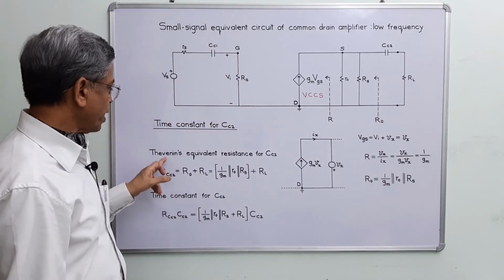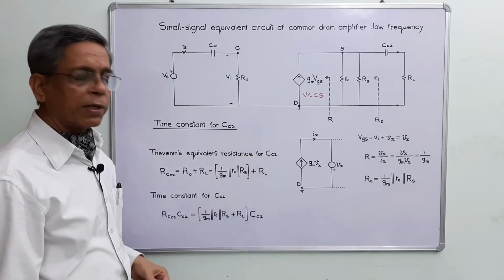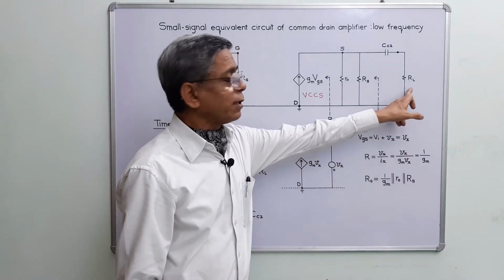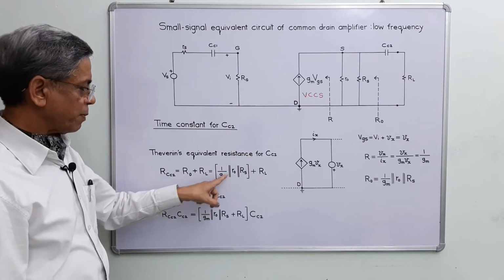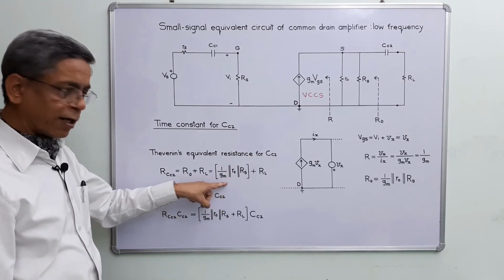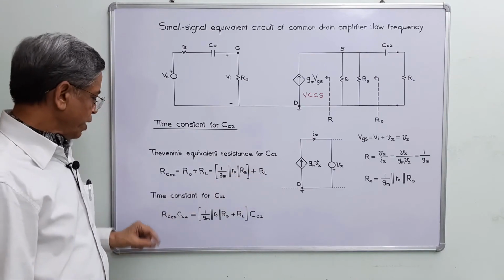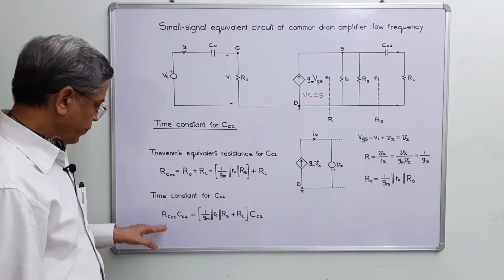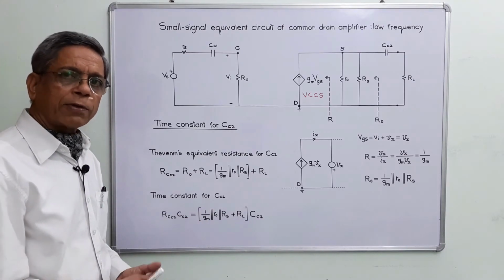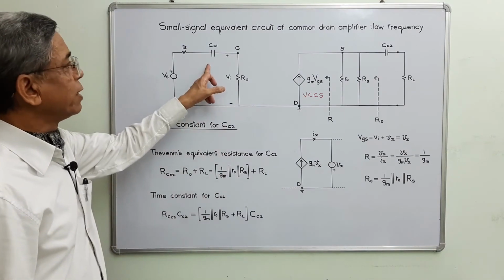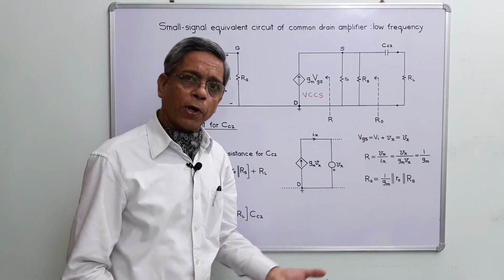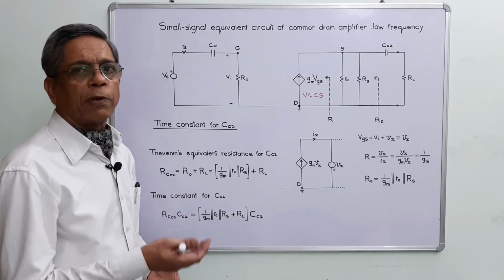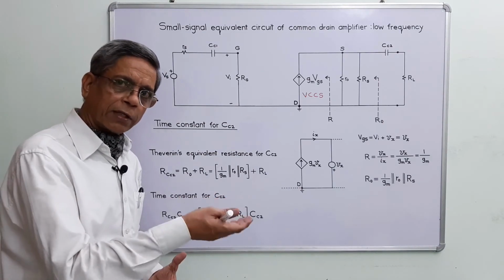In this way, we can write the Thevenin equivalent resistance for CC2. It's very simple, and it is a series combination of this as well as RL. So this is 1 by gm, R0, Rs in parallel combination plus RL. This is the load resistor. Now we can write the time constant for CC2. So this is the expression for the time constant for CC2. Now we have calculated and determined the time constants for this capacitor and this capacitor. Now we are in a position to write the complete expression for effective lower 3 dB frequency for the common drain amplifier at low frequency band, just on the next page.